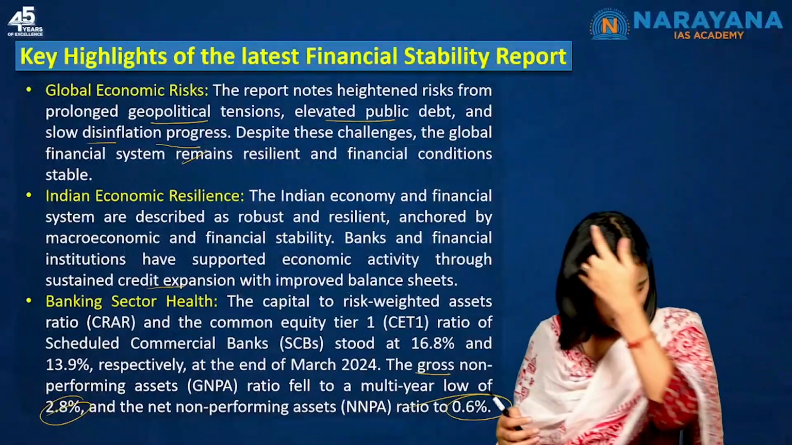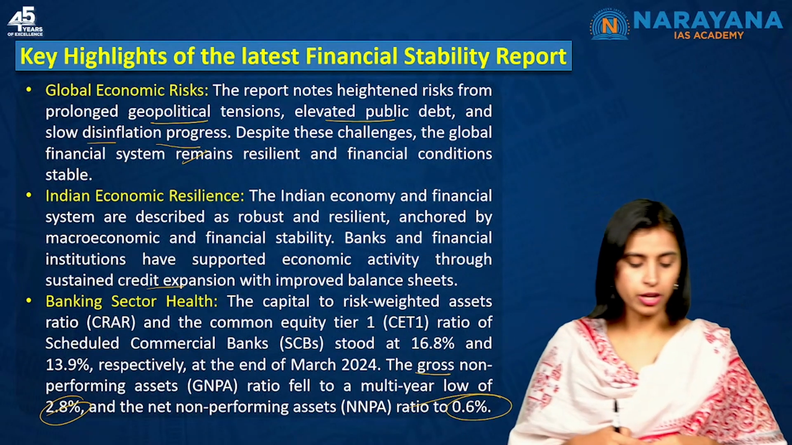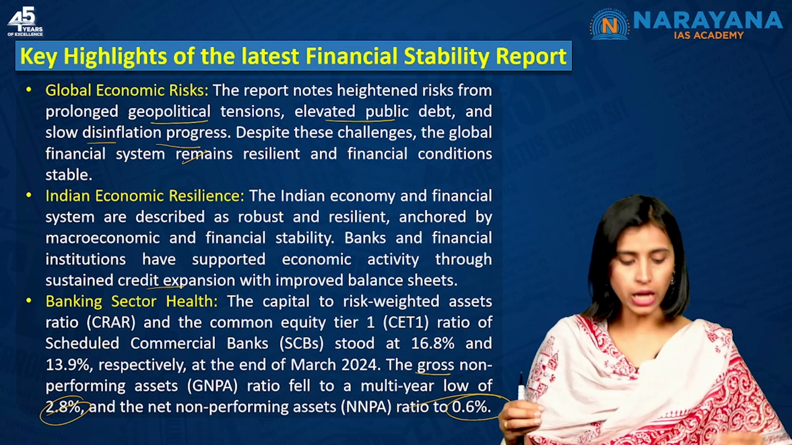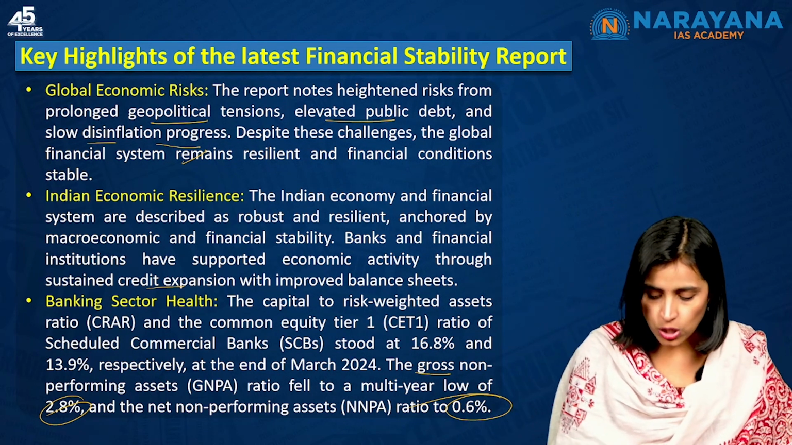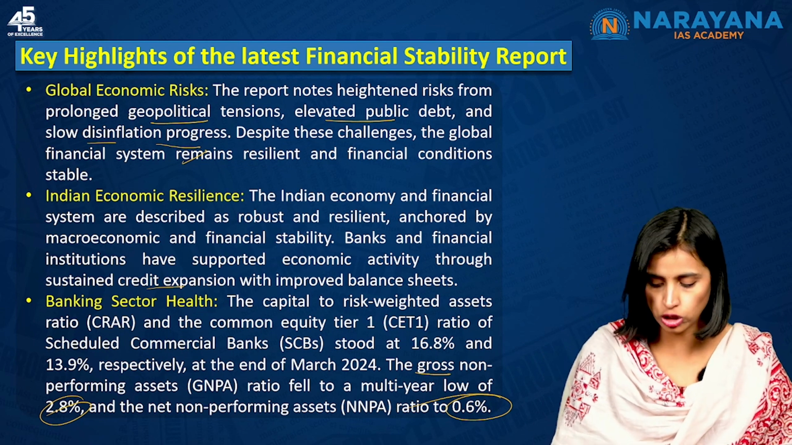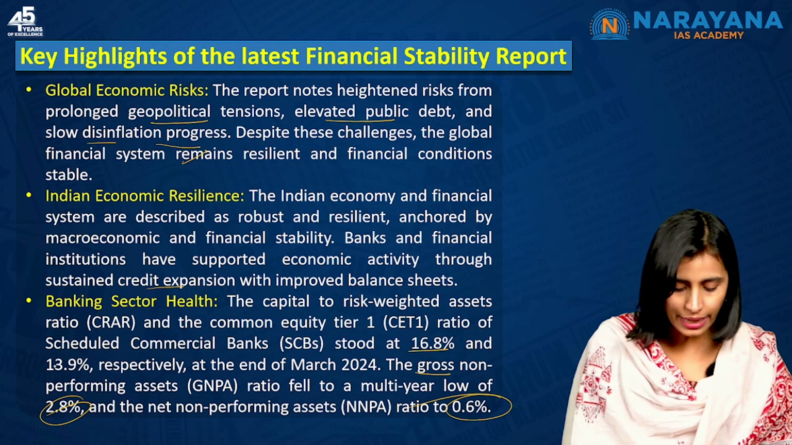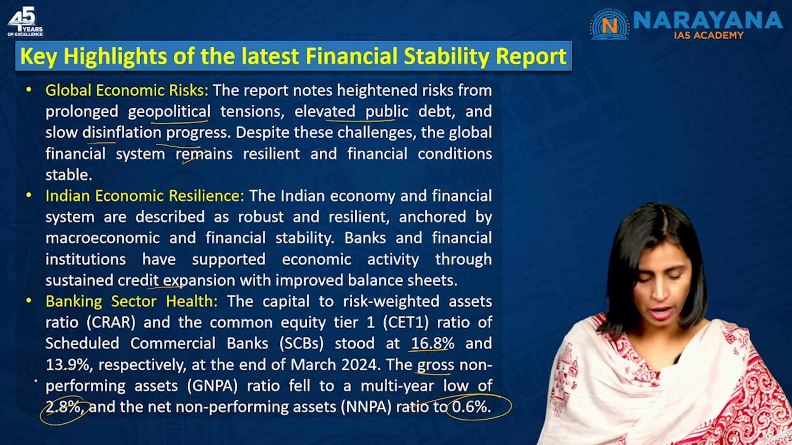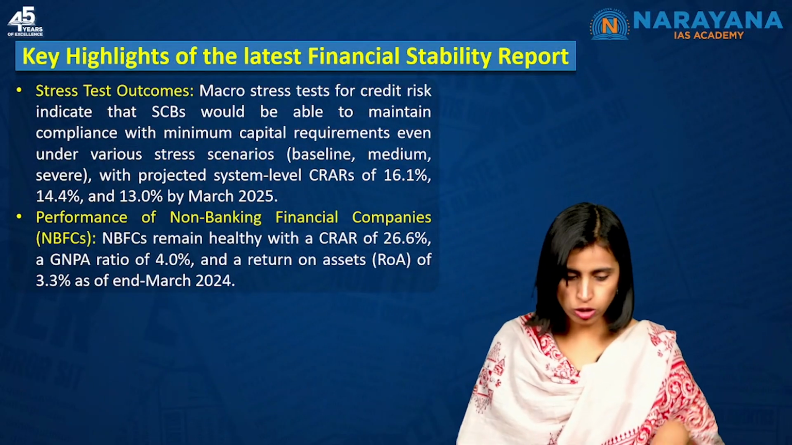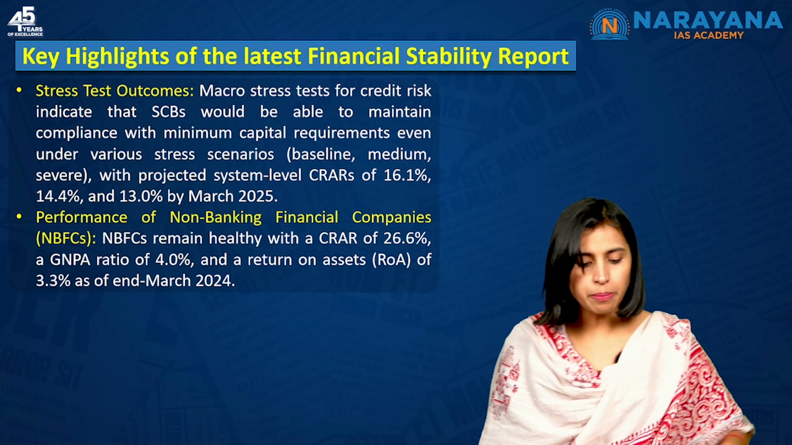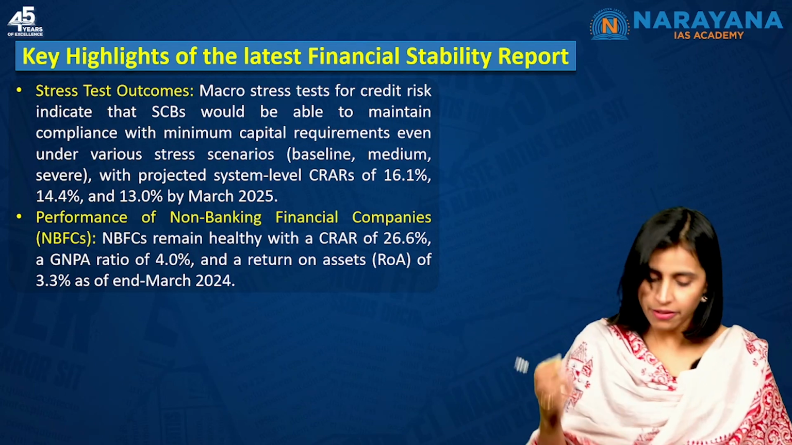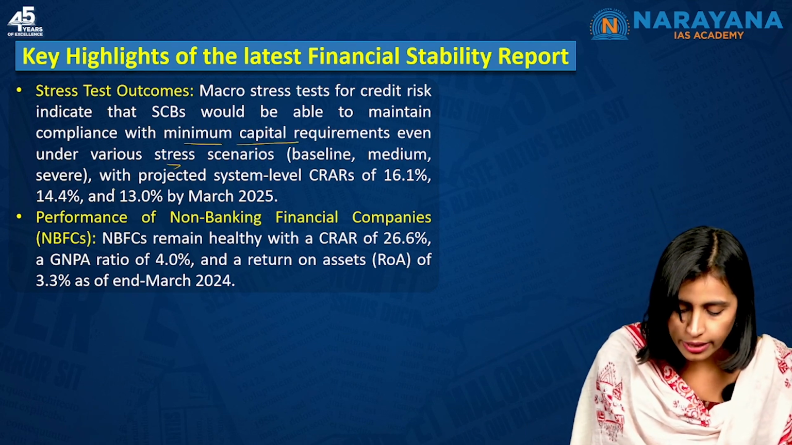Another indicator in the Financial Stability Report, like I said, talks about the financial state of banks as well as non-banking institutions. It says that the capital to risk weighted assets ratio, or CRAR, and the common equity tier 1 ratio of scheduled commercial banks stood at 16.8% and 13.9% respectively by the end of March 2024. It also says that the stress test outcome was positive in case of India. That means the macro stress test for credit risk indicates that SCBs should be able to maintain compliance with the minimum capital requirement even under the stress scenario.